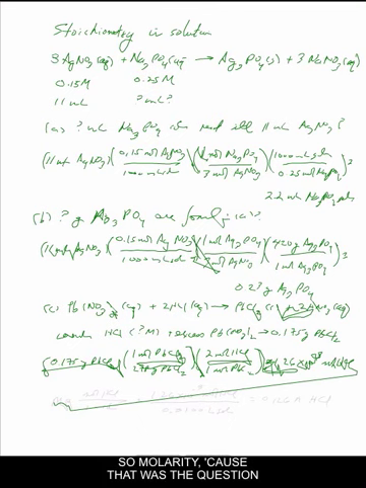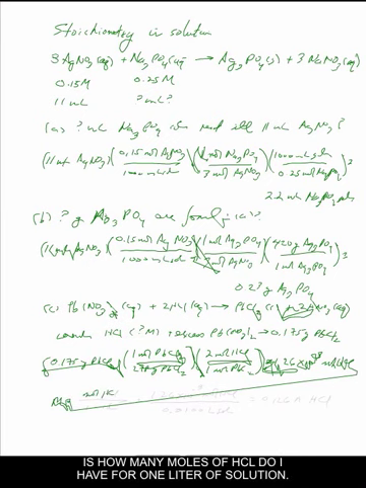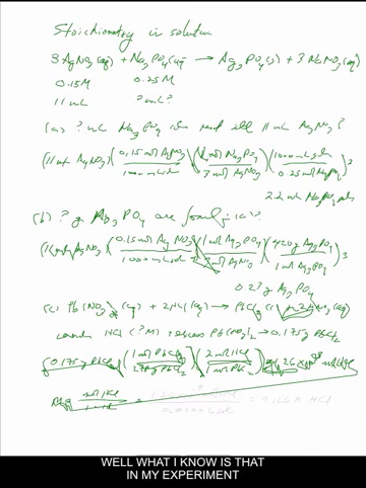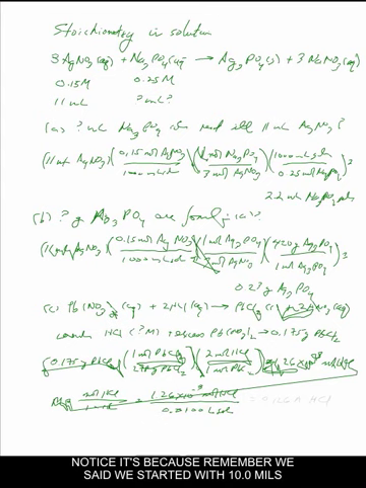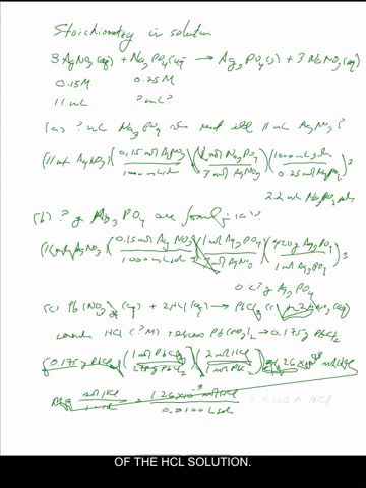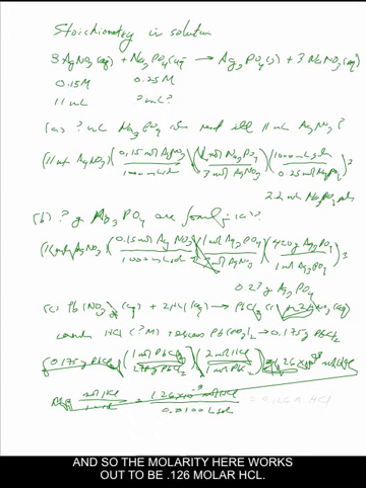The molarity, because that was the question, remember, the molarity is defined as how many moles of HCl do I have for 1 liter of solution. Well, what I know is that in my experiment I had 1.26 times 10 to the minus 3 moles of HCl in a total volume of 0.0100 liters of solution. Notice it's because remember we said we started with 10.0 mils of the HCl solution. And so the molarity here works out to be 0.126 molar HCl.